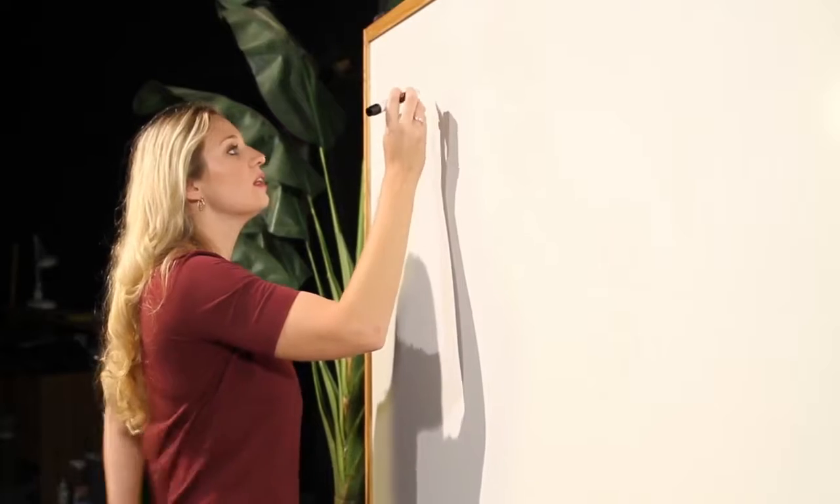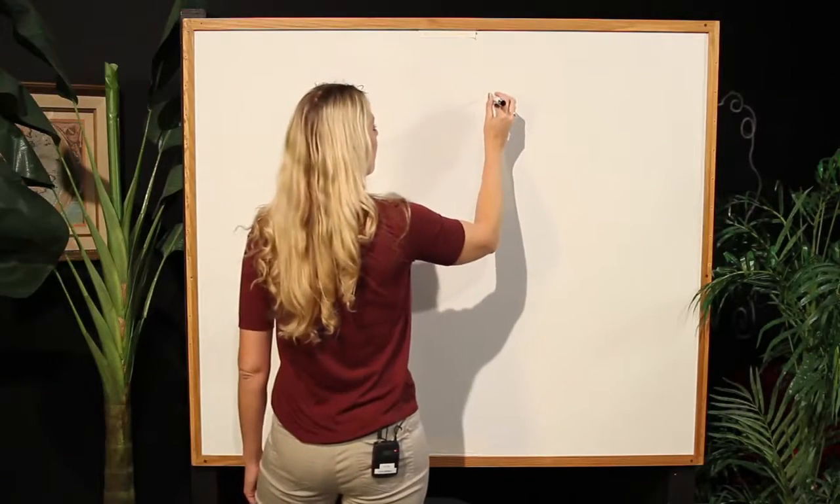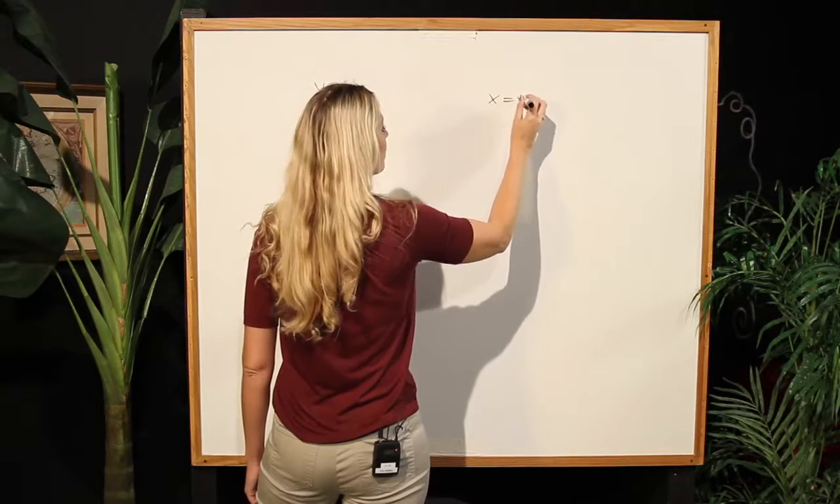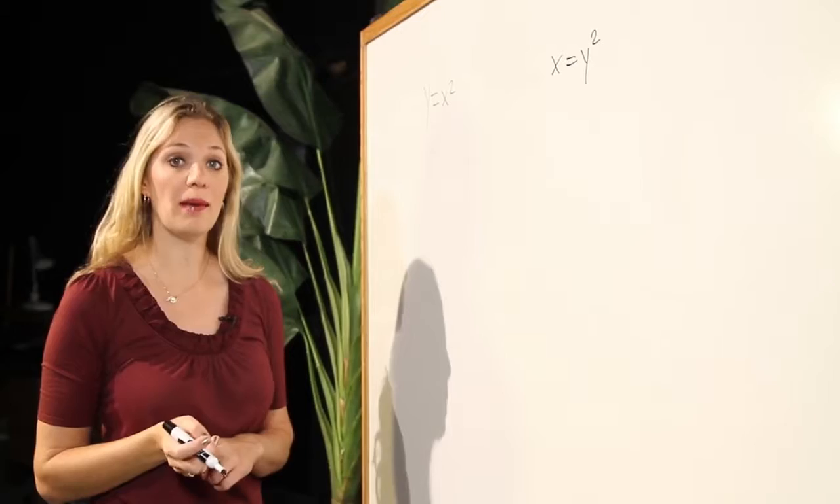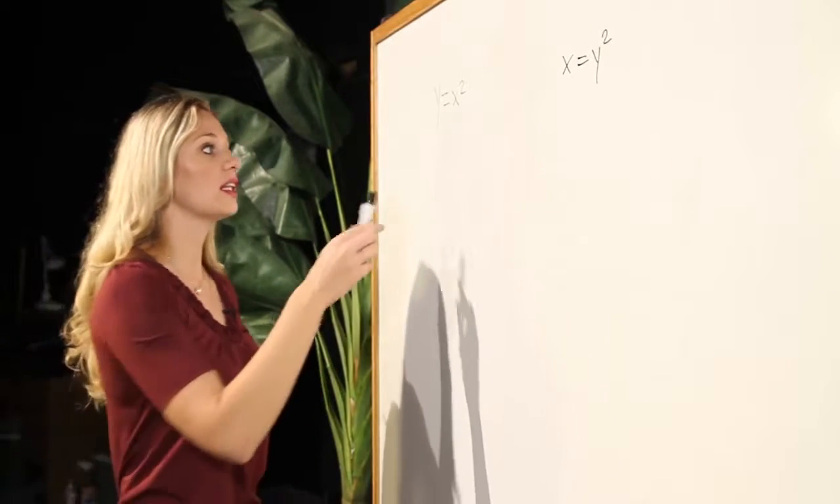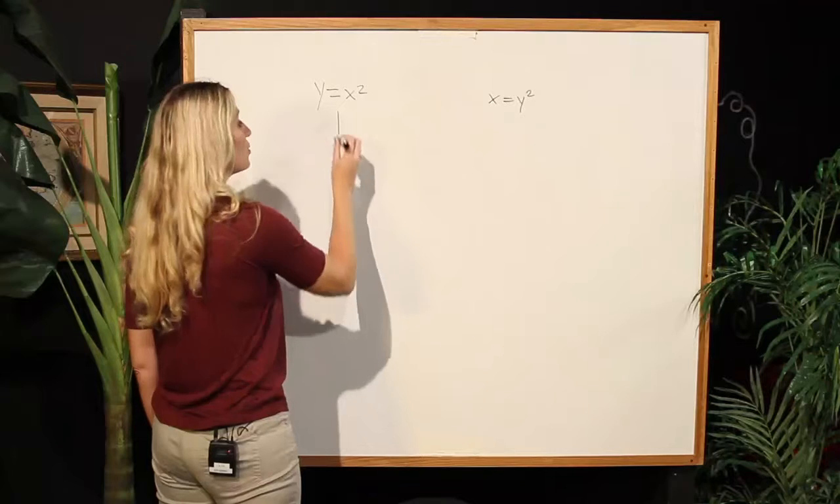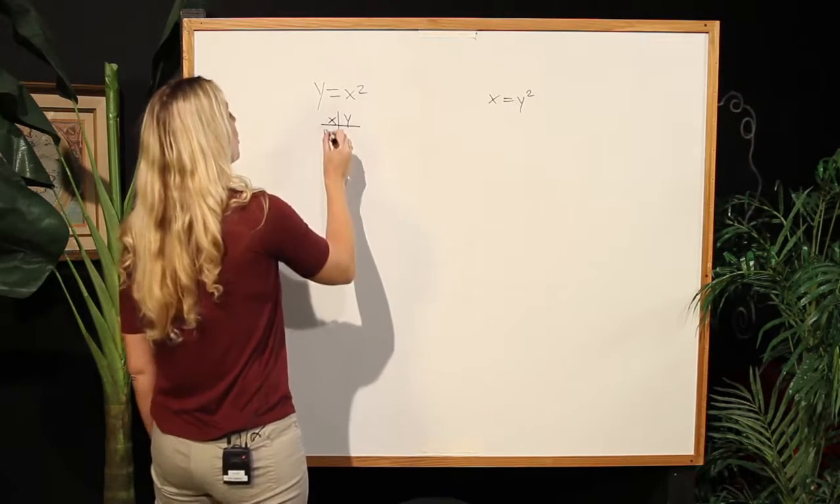So let's consider y is equal to x squared as well as x is equal to y squared. Now both of these equations will produce parabolas, but they're going to produce them slightly differently from each other. Let's start by making a table of values in order to graph y equals x squared.